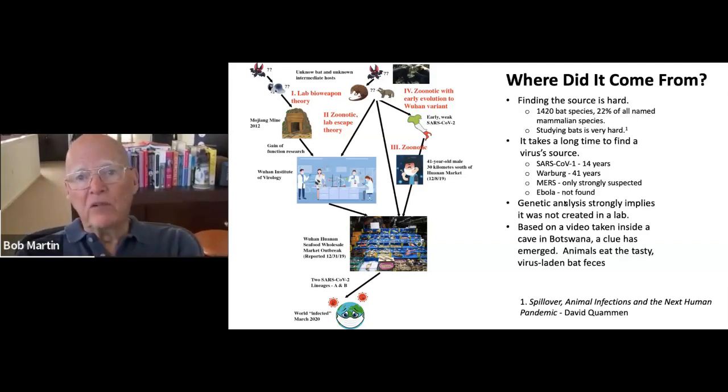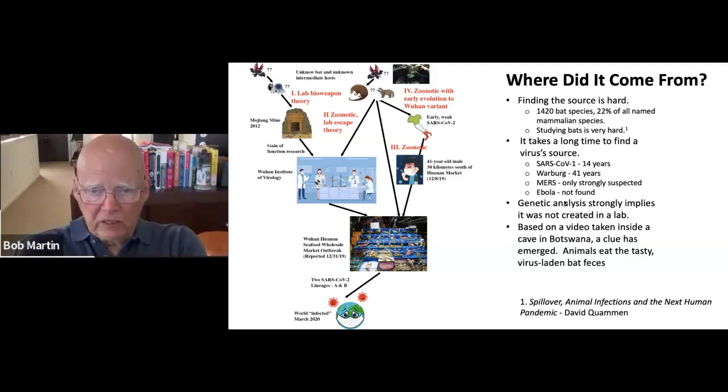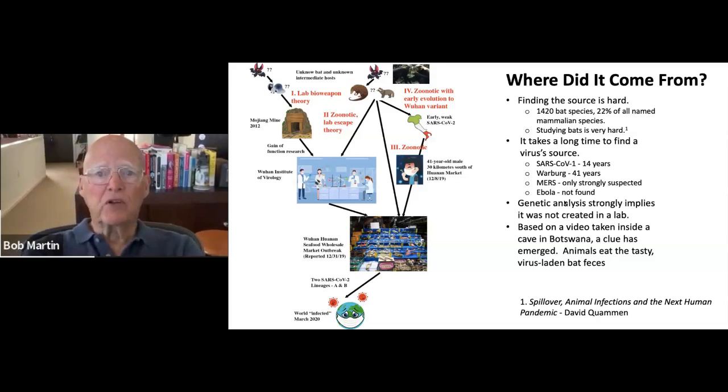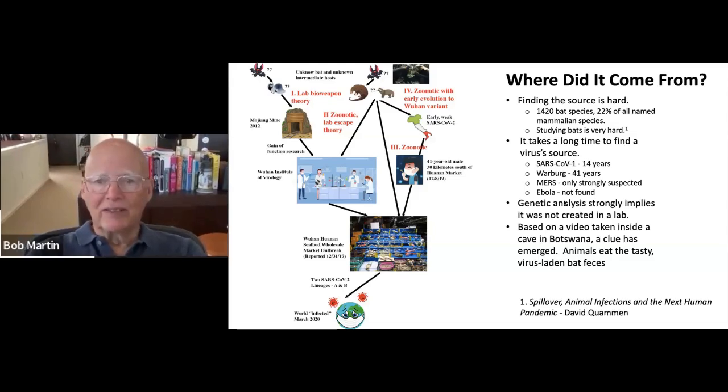Now, finding where it came from is hard. There are lots of bat species. 22% of all named mammal species. It's really hard. Going in caves and sampling a bat's nose or anus is not exactly what Mitch would prefer as compared to vacation in North Carolina. It takes a long time to find a virus source you see here, and some haven't been found.